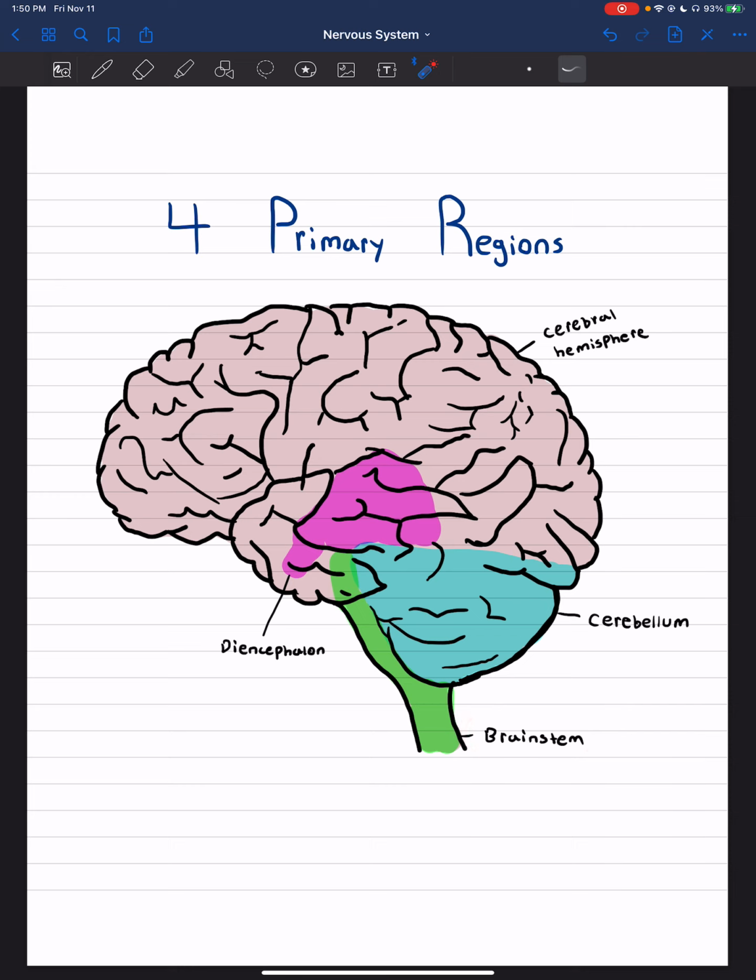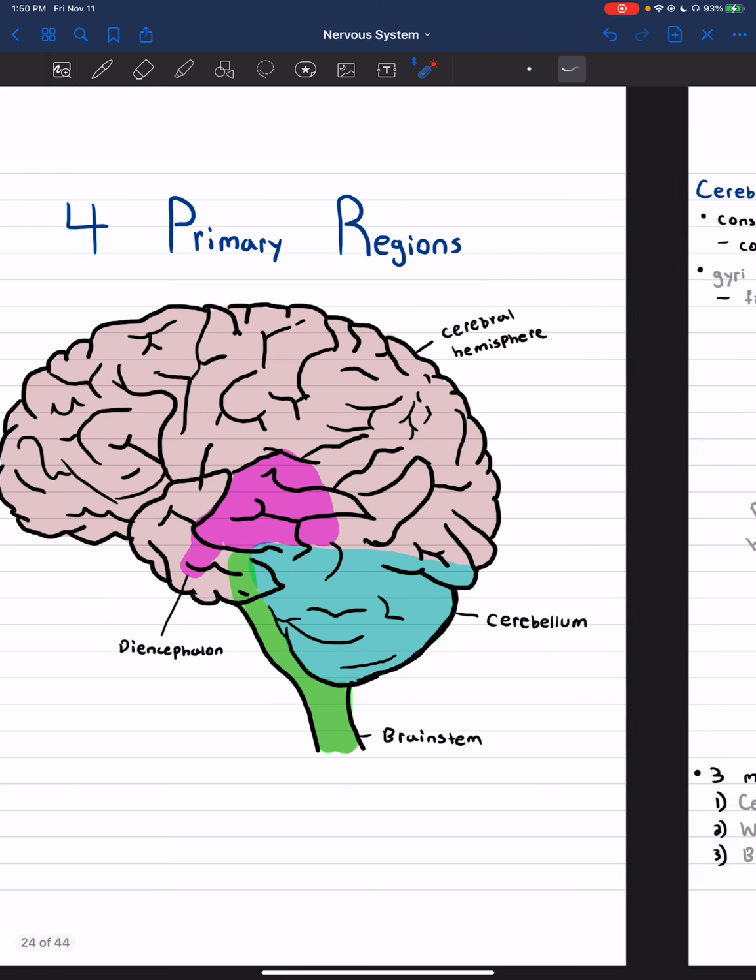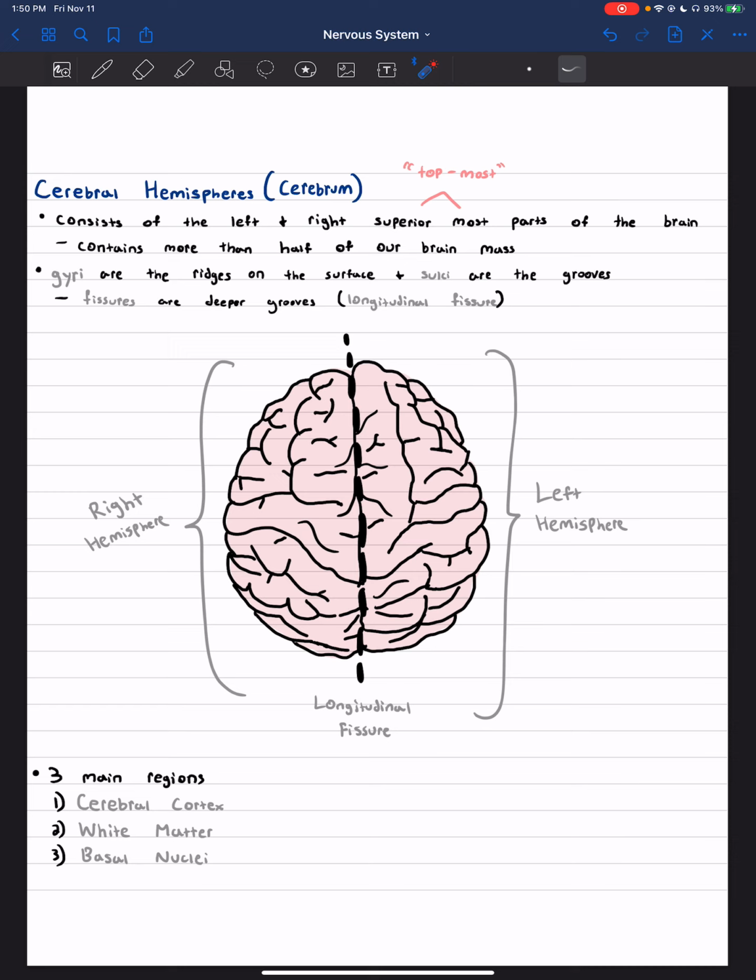Now, we're going to be talking about each of these four primary regions in depth, and we're going to walk through it all. We're going to be starting with the cerebral hemisphere, also known as our cerebrum. So, this consists of the left and right superior most parts of the brain. Now, if you're unfamiliar with anatomical terminology, superior just means topmost or towards the head. So, saying superior most parts of the brain just means the topmost part of the brain.